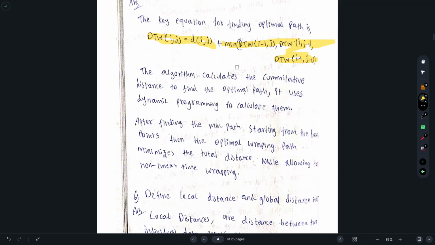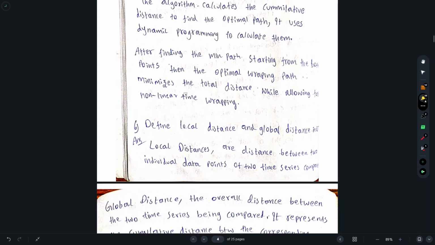This algorithm calculates the cumulative distance. Cumulative distance is nothing but the whole distance, and to find the optimal path it uses dynamic programming to calculate them. After finding the minimum path starting from both points, the optimal warping path minimizes the total distance with the help of this non-linear time warping.